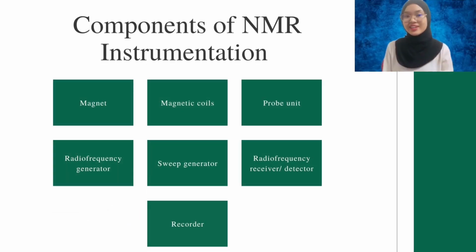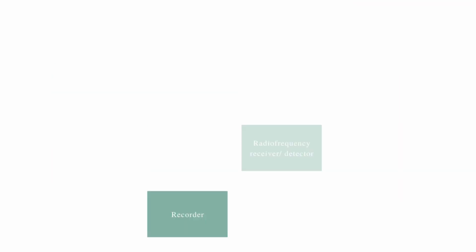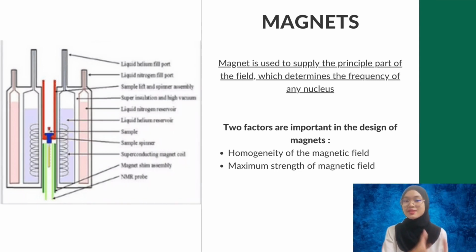So let's look at the detailed components of NMR that will be further explained later. It may consist of a magnetic coil, probe unit, a frequency generator, sweep generator, radio frequency receiver, also known as detector, and recorder. The instrument name itself mentions magnetic. So of course, the major component of NMR is the magnet. The magnet is used to produce the magnetic field, which determines the frequency of any nucleus.